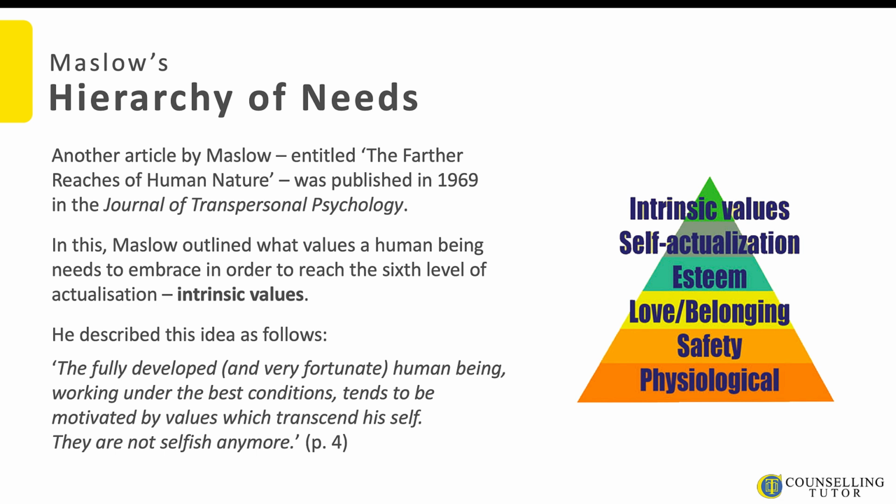In this, Maslow outlined what values a human being needs to embrace in order to reach this 6th level of actualization, and he called those intrinsic values. And he described the idea as follows: the fully developed and very fortunate human being working under the best conditions tends to be motivated by values which transcend his self. They are not selfish anymore.